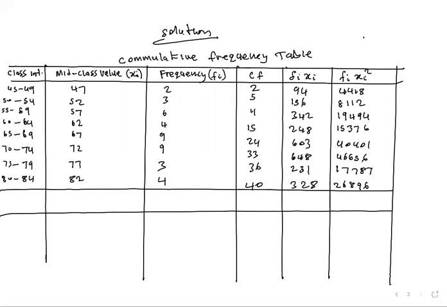So the totals: here you have the sum of Fi, which is simply equal to 40. Then the sum of the product, the sum of Fi Xi, gives you 2,650. And then the sum of Fi Xi squared gives you 179,140.